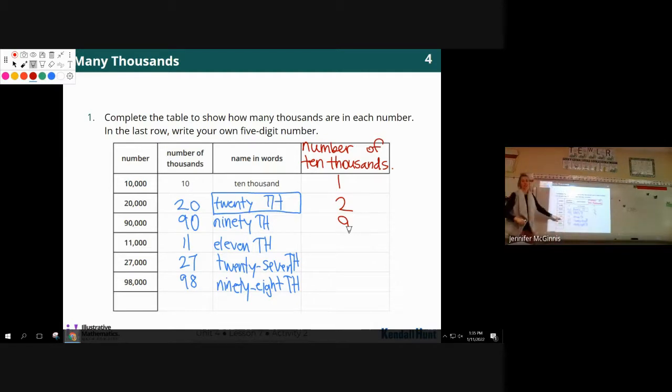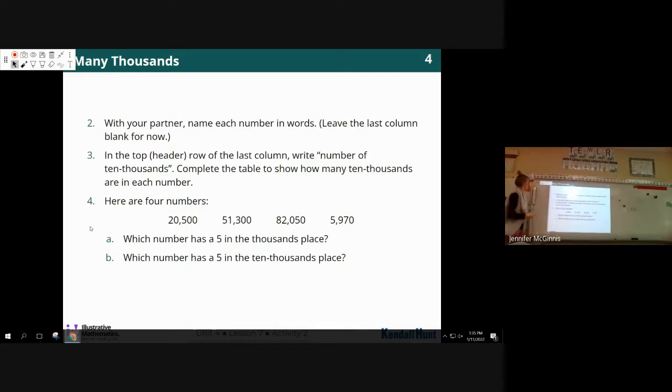How many 10,000s are in the number 11,000? Garrett? 1. It's right here. There's only 1. How many in the number 27,000? Ella? 2. And how many in the number 98,000? 9. Everybody give yourselves 2 big claps. Good job. And then it said we could create our own number, but now since our timer went off, we're going to move really quick.